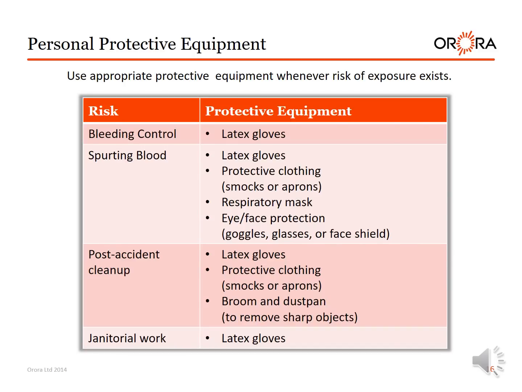Personal protective equipment. Use appropriate protective equipment whenever risk of exposure exists. On the attached screenshot below you can see the risks and the PPE associated with each risk. Risk: bleeding control. Protective equipment: latex gloves. Risk: spurting blood. Protective equipment: latex gloves, protective clothing, smocks or aprons, respiratory mask, eye/face protection, goggles, glasses, or face shield. Risk: post-accident cleanup. PPE: latex gloves, protective clothing, smocks or aprons, broom and dustpan to remove sharp objects. Risk: janitorial work. PPE: latex gloves.